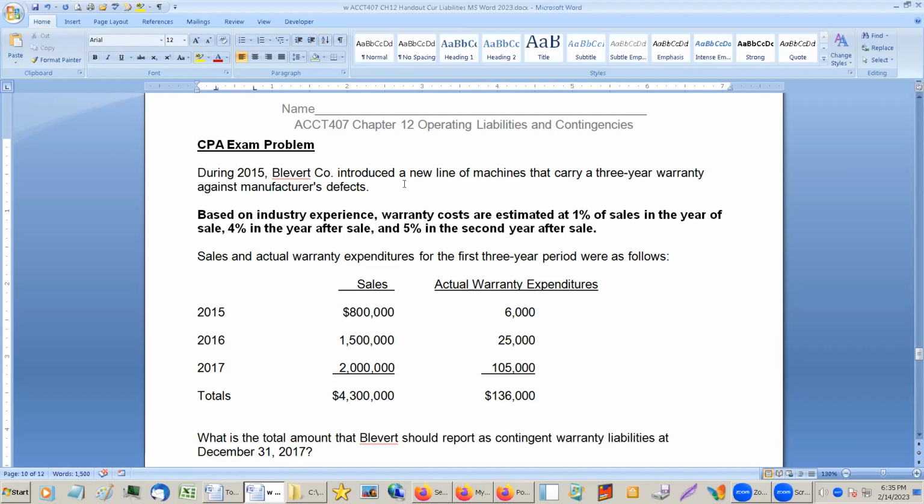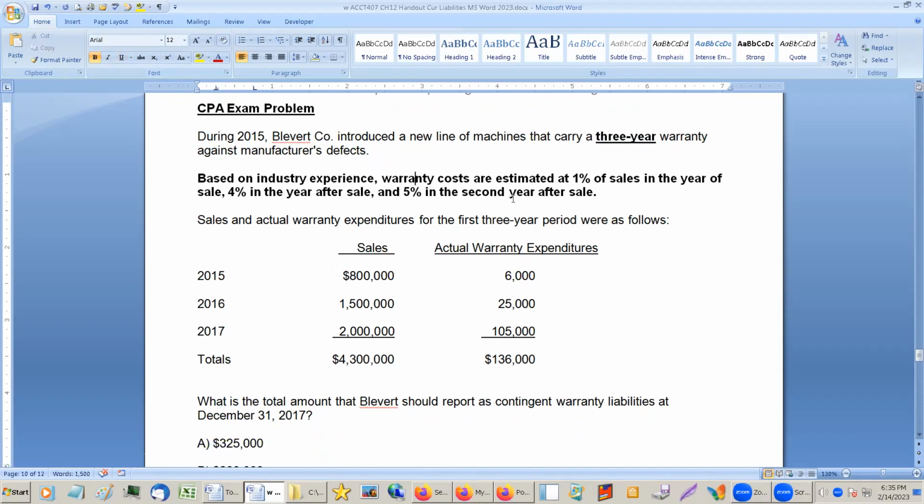So during it, Levert introduced a new line of machines that carry a 3-year warranty. Estimated costs are 1% in the year of the sale, 4% in the year after the sale, and 5% in the second year after the sale. Okay, now when we sell something, we record all of the estimated cost for it, the expenses, right up front.